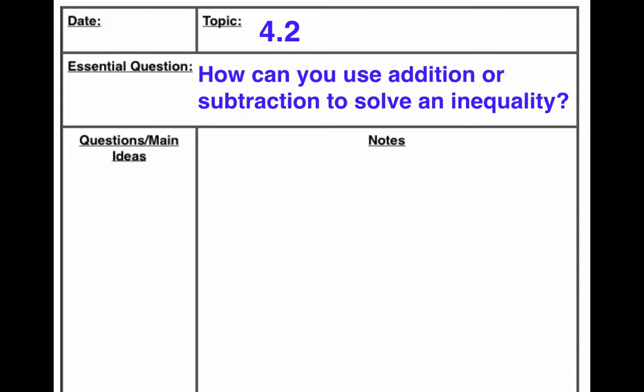Hey guys, Chapter 4, Section 2 video here for you, 4.2. How can you use addition or subtraction to solve an inequality? So we're going to be solving some less than, greater than problems, but we're going to apply a lot of our algebra skills that we already have. So this probably will be easy breezy if you've done some of the prior videos.